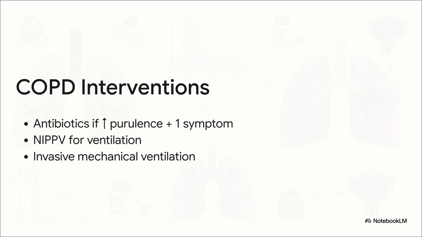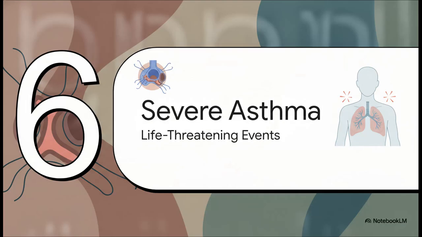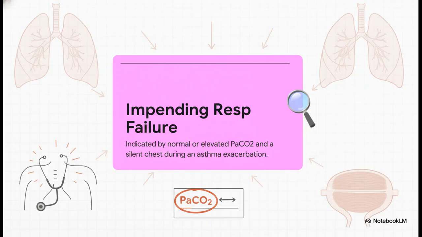Now, if they go into respiratory failure, non-invasive positive pressure ventilation, or NIPV, is your go-to. But if NIPV fails, or if you see severe acidosis, altered mental status, or hemodynamic instability, that's when you step up to intubation. Finally, Section 6, severe asthma and its complications. Normally, a patient having an acute asthma attack is hyperventilating, so their PaCO2 should be low. If you look at the blood gas and see a normal or high PaCO2, that means their respiratory muscles are tiring out. Impending respiratory failure is right at the door, often along with a silent chest or altered mental status.